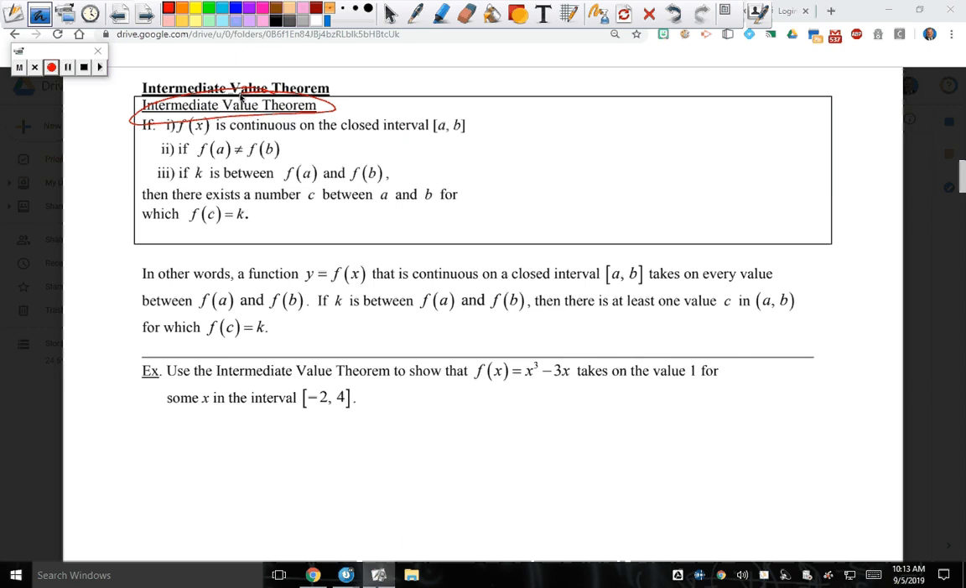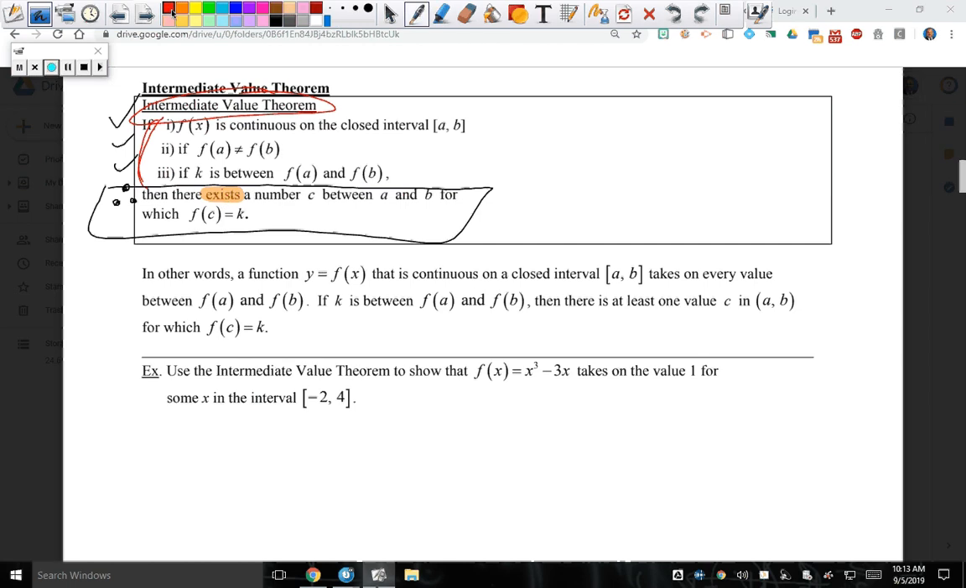IVT is a theorem that if these three conditions are satisfied and true, then this is my therefore, okay? Remember, we did therefore with continuity. So if this is true, and this is true, then this must exist: there must exist a number C between A and B for which f of C is equal to K. And all these letters, it's like, man, what does all this even mean? Okay, so let's break it all down as we go through.